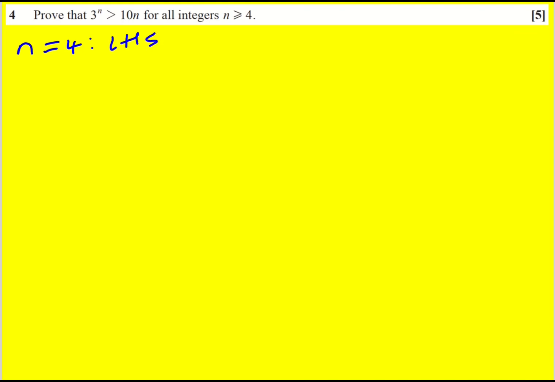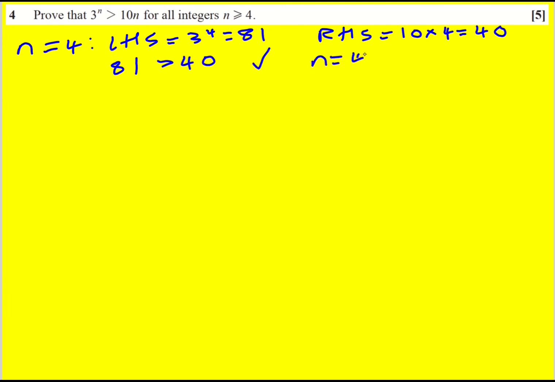Well, the left-hand side is going to equal 3 to the 4, which is 81. The right-hand side is going to equal 10 times 4, which is 40. And 81 is greater than 40, so this checks out. n equals 4 is true. I normally write n equals 4 as true.